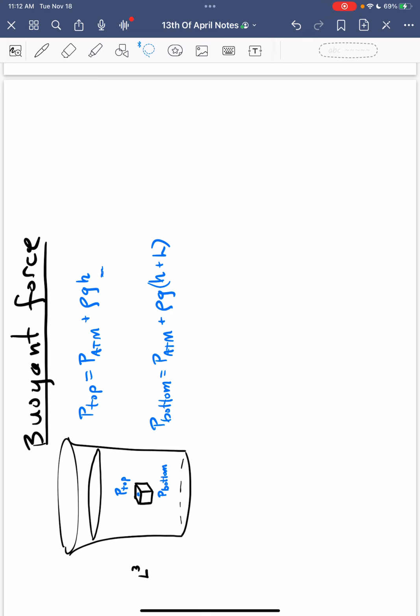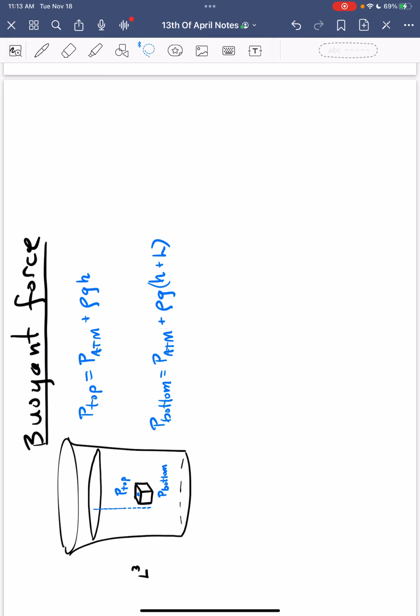Now, the pressure at the bottom of the cube is going to be slightly different because it's a little bit deeper in the fluid. It's deeper by the amount of L. And so now if I want to figure out the pressure at the bottom, it's going to be atmospheric pressure plus rho g, now instead of times h, it's going to be h plus L. So h is the distance from the top of the fluid to the top of the cube, and then plus L is all the way down to the bottom of the cube. So it's slightly deeper, so it's going to have slightly more pressure.